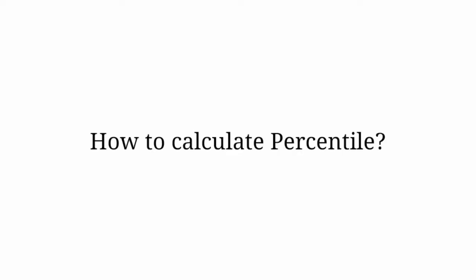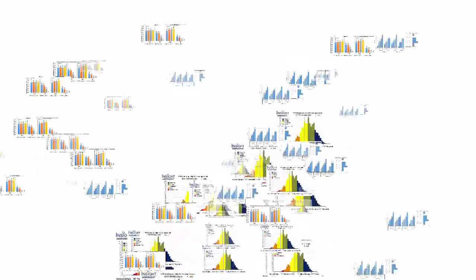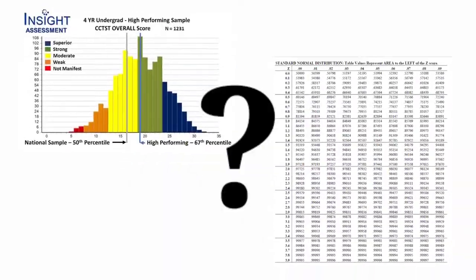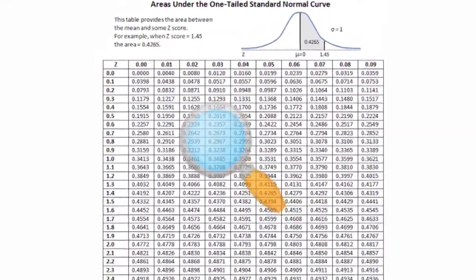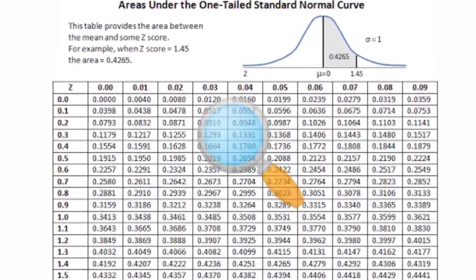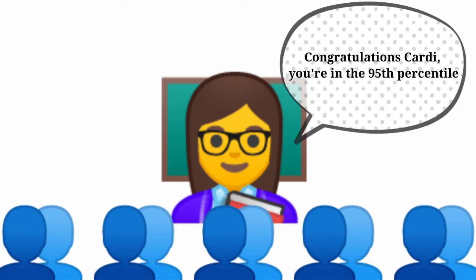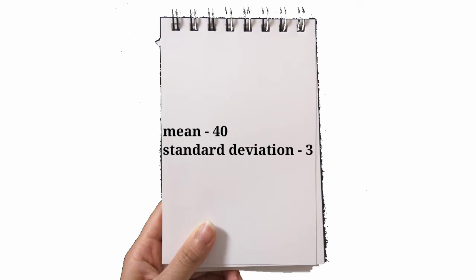So, how do we calculate percentile? There are many ways on how to calculate percentile, depending on what the problem is. Let's have this example. Suppose your section is taking a final exam. After the exam, your teacher told you about your score, and you're in the 95th percentile in your class, with a mean of 40 points, and a standard deviation of 3. What is your score if you're in the 95th percentile?